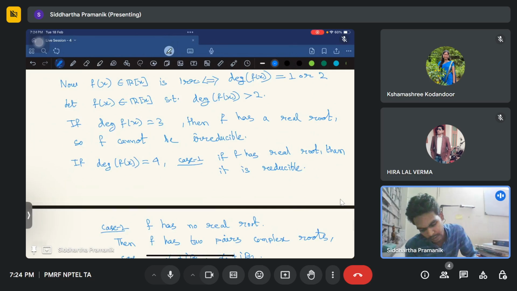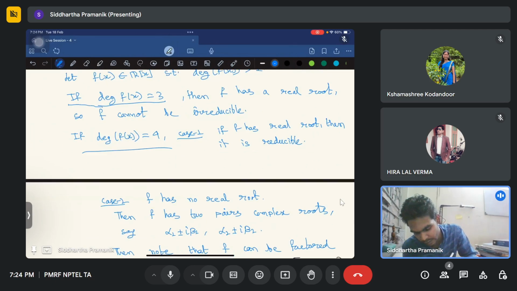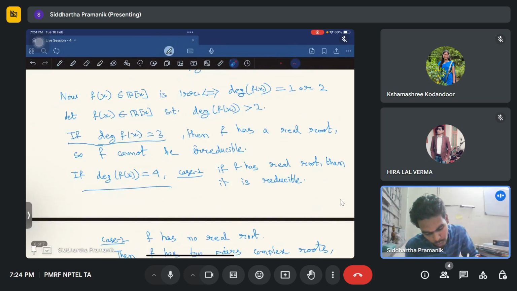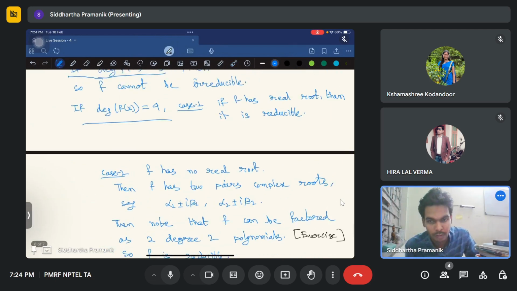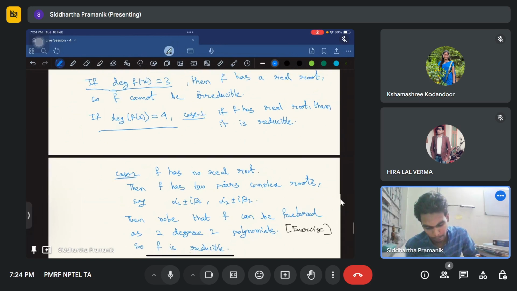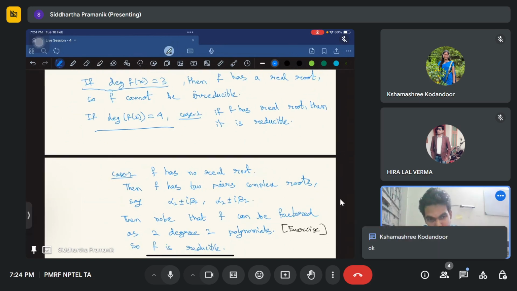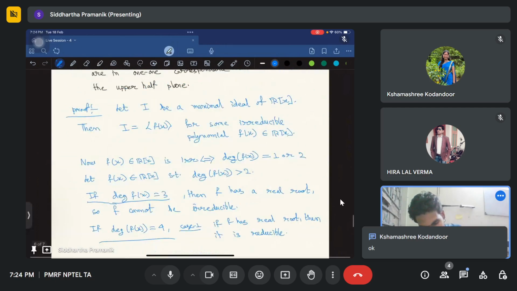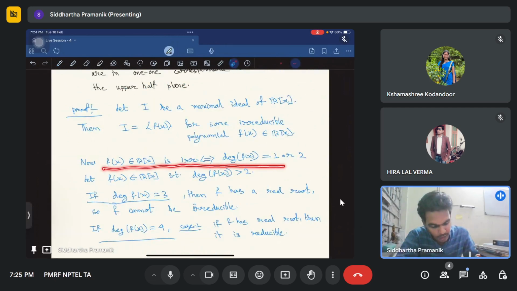So it is sufficient to look only at degree 3 and degree 4, because all higher degrees will come from this. So if the degree is greater than 2, then f cannot be irreducible. So is it okay? Okay, fine. So f is irreducible if and only if the degree of f is 1 or 2. In case it has degree 2, then it has no real root. The roots are complex conjugates.